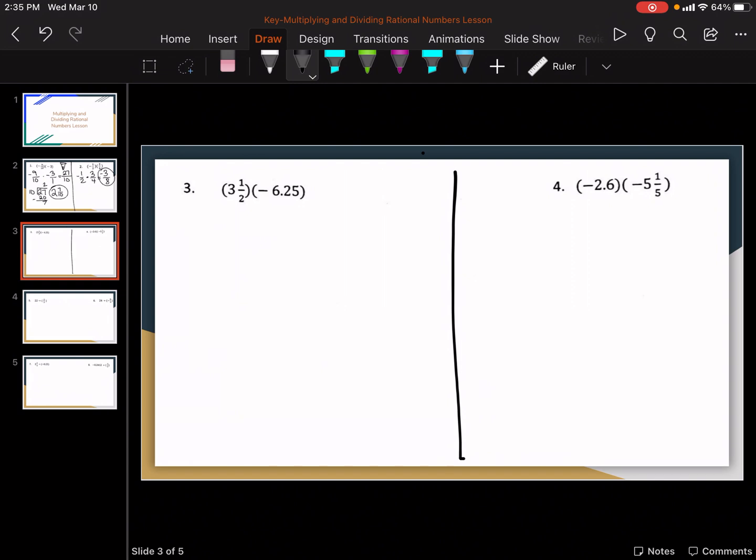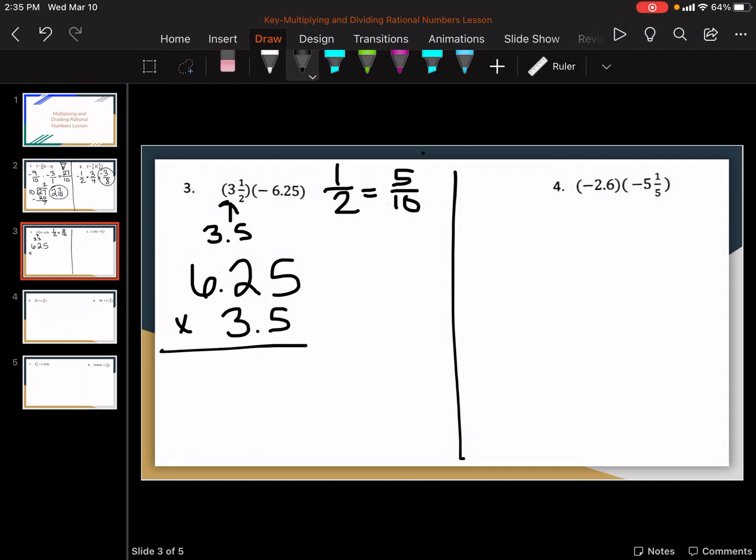For this one, you could go fractions or decimals. I'm going to go decimals just to practice. So 1/2 equals 5/10, so that is 3.5. So 6.25 times 3.5. 5 times 5 is 25. 5 times 2 is 10 plus 2 is 12. 6 times 5 is 30 plus 1 is 31.